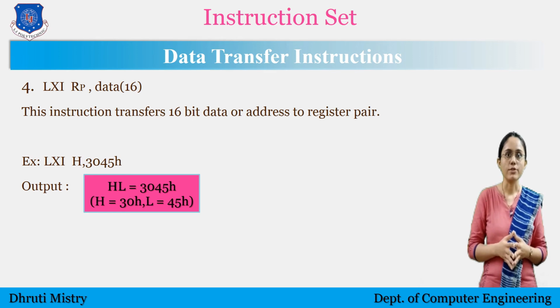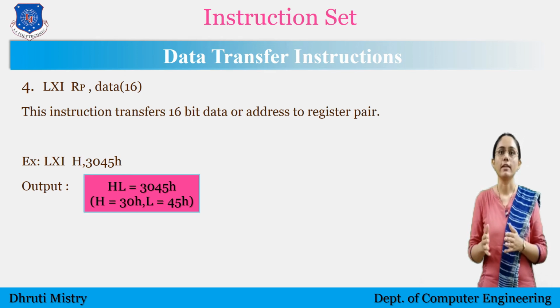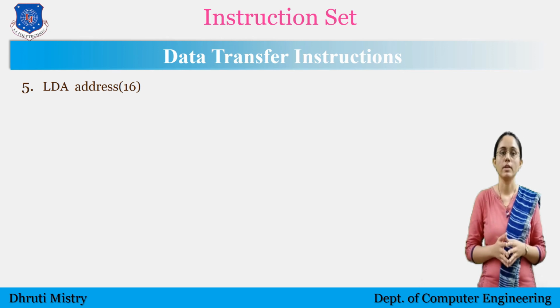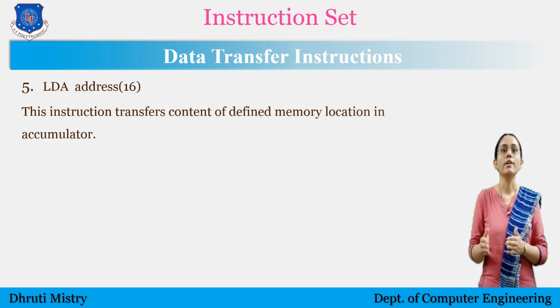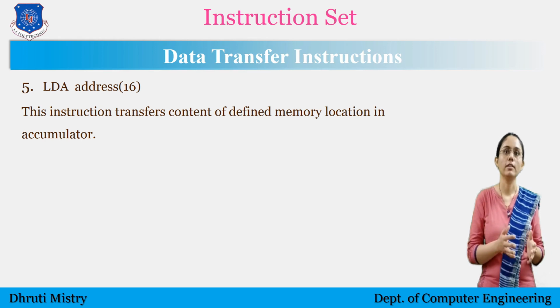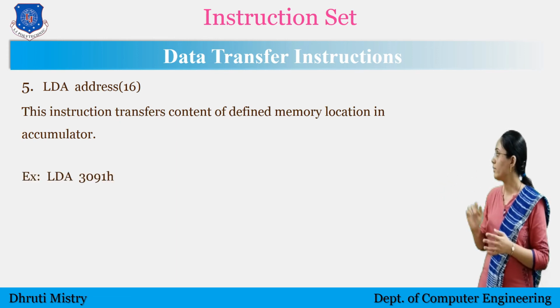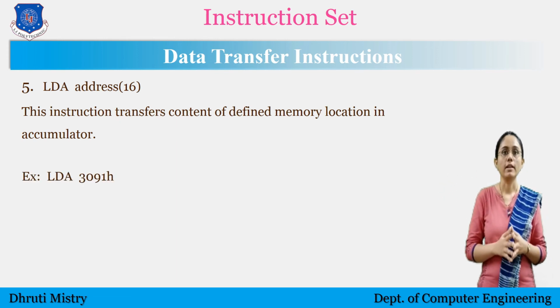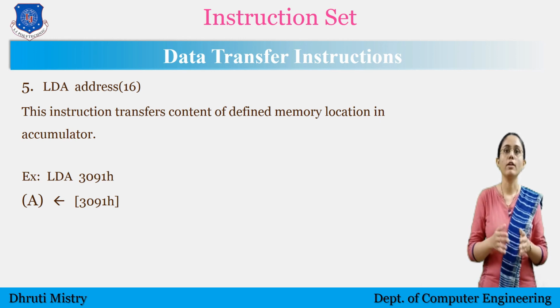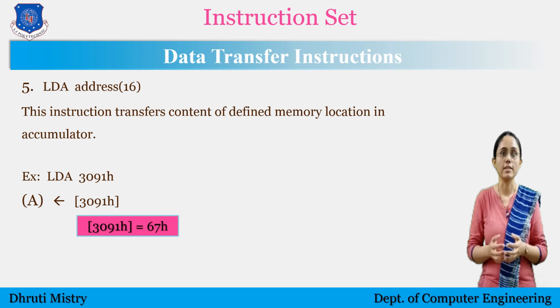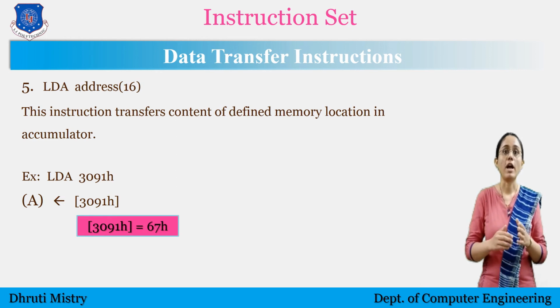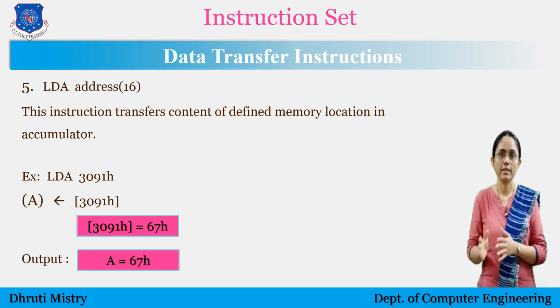Now, the fifth category instruction, that is LDA, 16-bit address. This instruction transfers the content of the defined memory location into the accumulator. If I execute LDA 3091 hex, then the contents of memory location 3091 hex are copied into the accumulator. For example, if the data at location 3091 hex is 67 hex, then after execution of this instruction, the accumulator has 67 hex data.